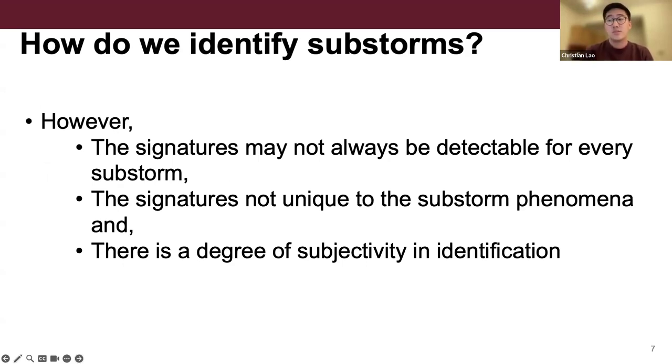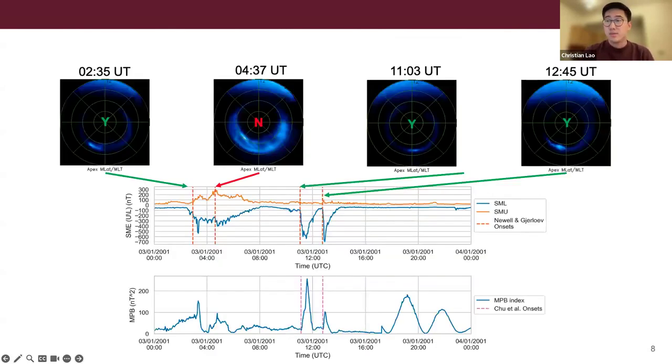Finally, there's a degree of subjectivity in identification, whether that be the author's discretion when identifying auroral displays by eye, or the threshold set when using an automated scheme. To illustrate this, I have an example. So this is just an example interval where we see some event correspondence and also disagreement between substorm signatures.